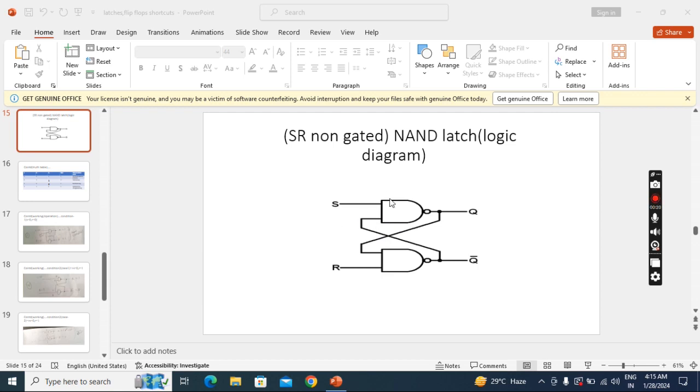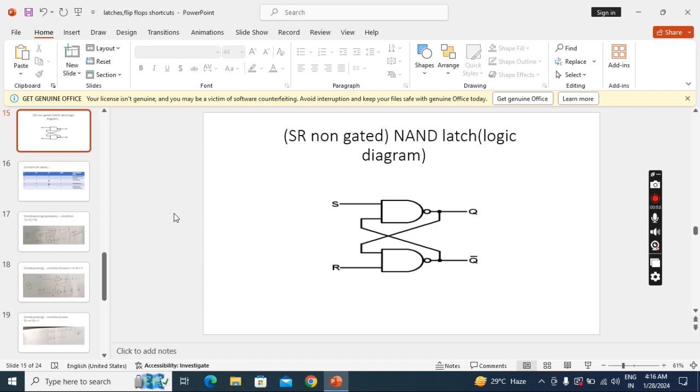Here we need two NAND gates, two-input NAND gates. One of the inputs of this NAND gate is connected to S, and one of the inputs of the NAND gate below is connected to R. This NAND gate's output is Q, and this NAND gate's output is Q bar. This Q we are taking and connecting here, and this Q bar we are connecting here. So this is called a cross coupled connection. So this is the construction of a NAND latch.